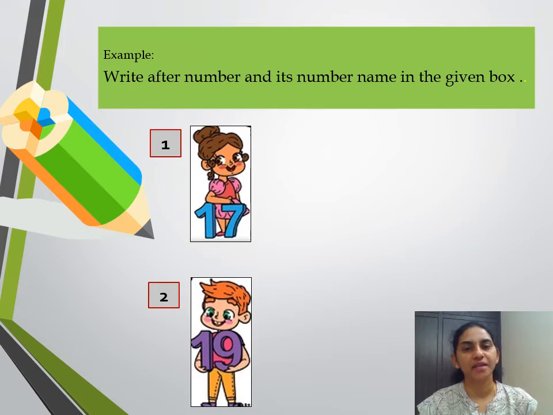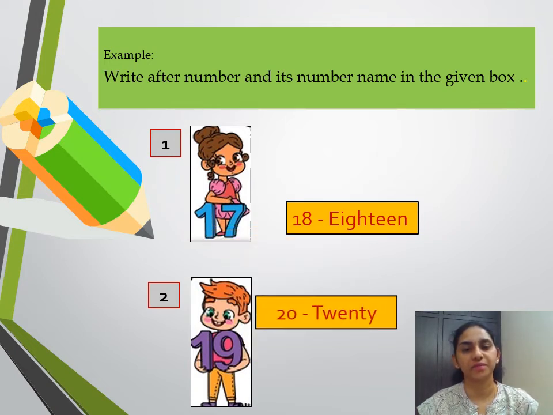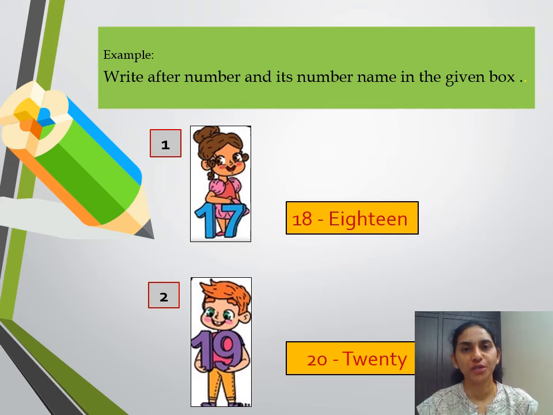Write the after number and its number name in the given box. Let's see. After 17, what number comes, children? 18. And its number name is EIGHTEEN. What is the next one? 19. So let's see what comes next for 19. The after number for 19 is 20. TWENTY.